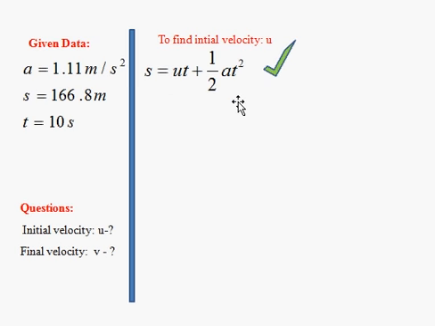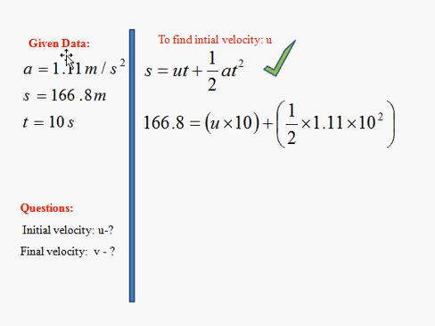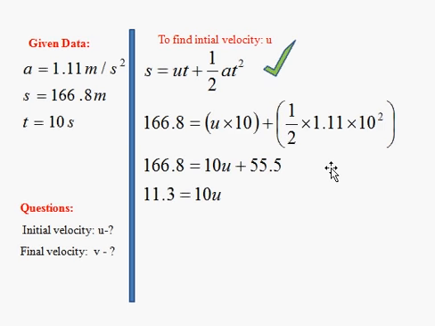So I am utilizing the first equation and substituting the given data into this equation. The next step comes here, and the next step comes here, and finally we managed to get the initial velocity equal to 11.13 meter per second, which is the first question. Let us move on to the next question.